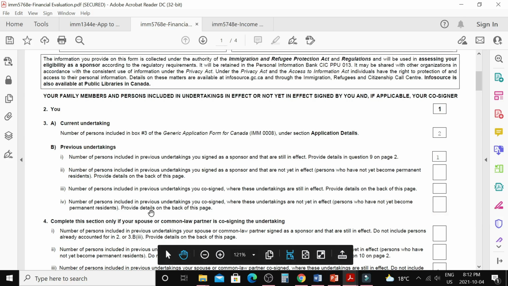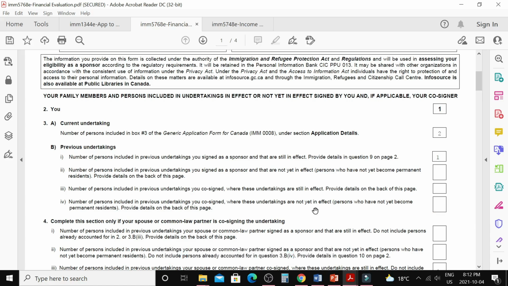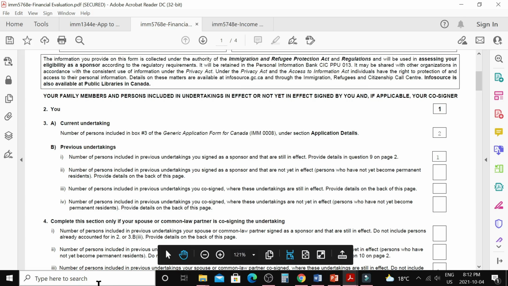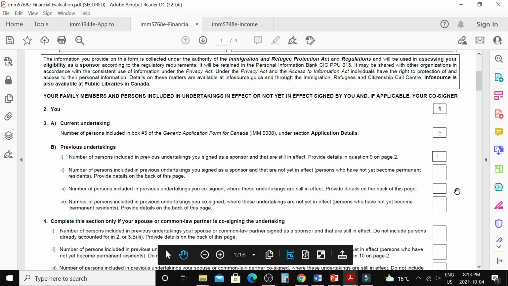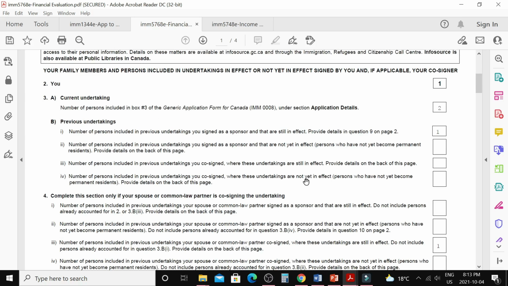And number of persons included in previous undertaking you co-signed where these undertakings are not yet in effect. Suppose you signed your spouse's parents' application as co-signer, but the final decision hasn't been made on that application. So how many members you already co-signed but their undertaking is not yet in effect. So you can write that many members here, otherwise leave it blank. So I just wrote here 1.